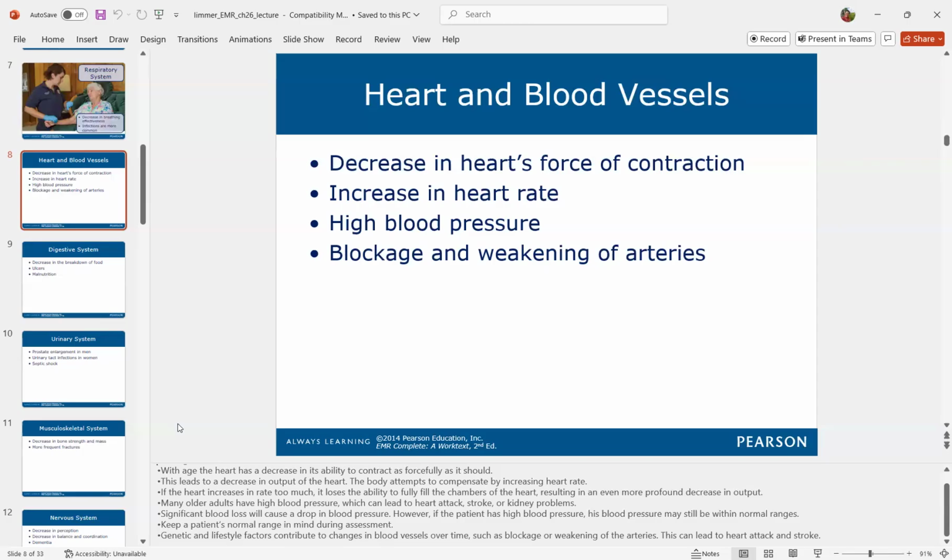So there are things in this age bracket that are happening, a lot of things at once, typically. Keep a patient's normal range in mind during your assessment. What you're seeing as normal isn't actually normal; it's probably not normal for them. Genetic and lifestyle factors contribute to changes in blood vessels over time, blockage or weakening of the arteries that can lead to heart attacks and strokes. Good times in our heart and blood vessel area.